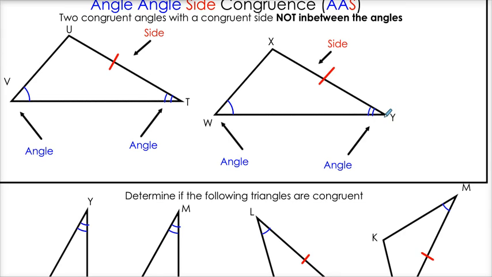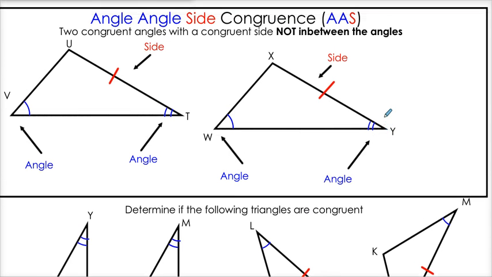Now let's talk about angle, angle, side, and how that is different than angle, side, angle. In this case, you'll see here that it's, once again, you have two angles and a side that's congruent. But in this case, the side is not between the two angles. So it's angle, angle, side.